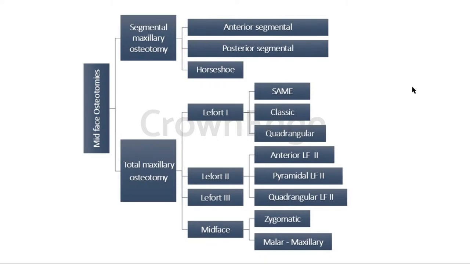In the exam, they might ask you a classification question, like what is a pyramidal Lefort 2 osteotomy? It comes under Lefort 2. Pyramidal osteotomy comes under Lefort 2, and a zygomatic osteotomy is a midface osteotomy. Simple questions they might ask you. So it is a total maxillary osteotomy. They might also ask you about segmental maxillary osteotomies, such as what a posterior segmental osteotomy is. They might show you a picture and ask you to identify the osteotomy there, or they might show you a horseshoe osteotomy. So it can be anything.